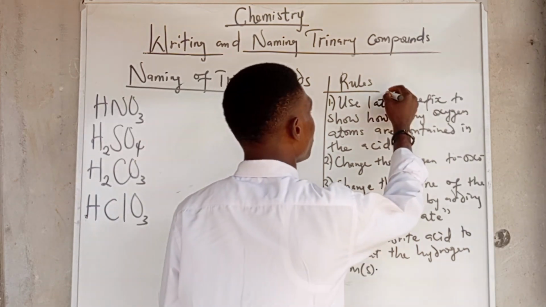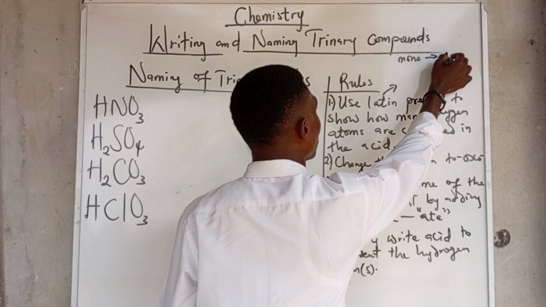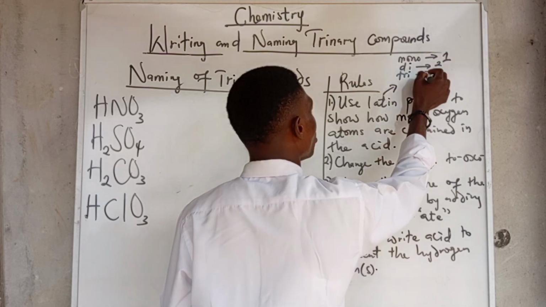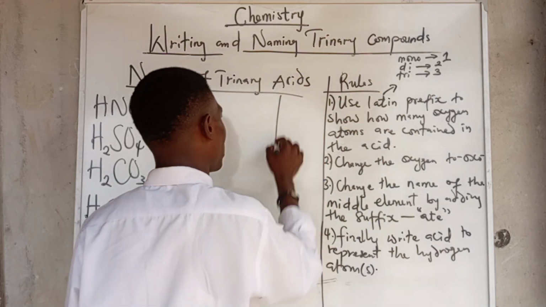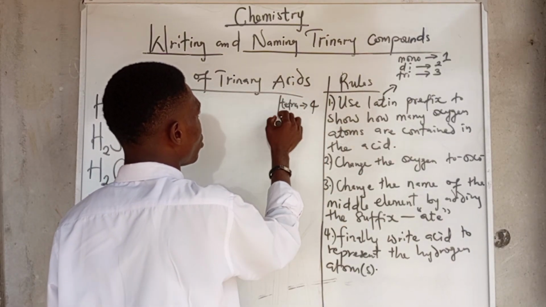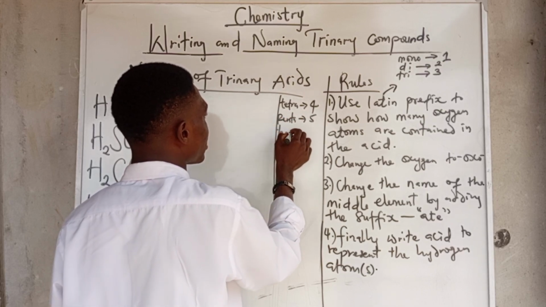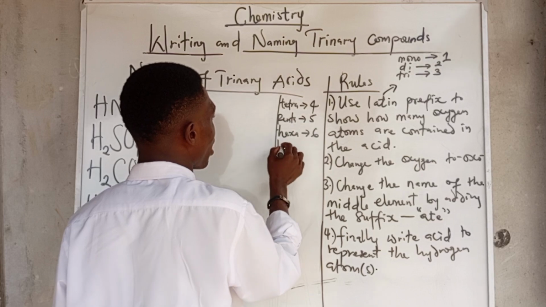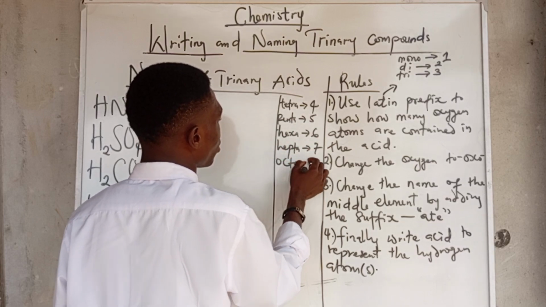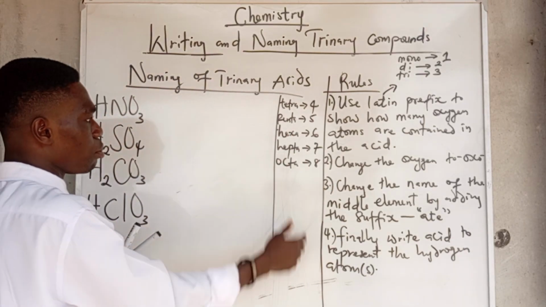All right, now this Latin prefix, I'm going to write them out. We have mono, which represents 1, and then we have di, which represents 2. We have tri, which represents 3. Then we have tetra, which represents 4. We have penta, which represents 5. We have hexa, which represents 6. Then we have hepta, which is 7. Octa, which is 8, and nona, and so on. All right, so those are the Latin prefixes.